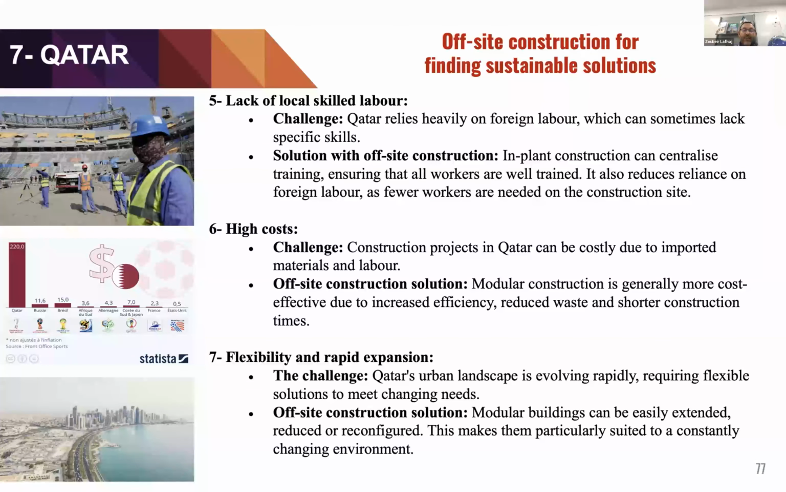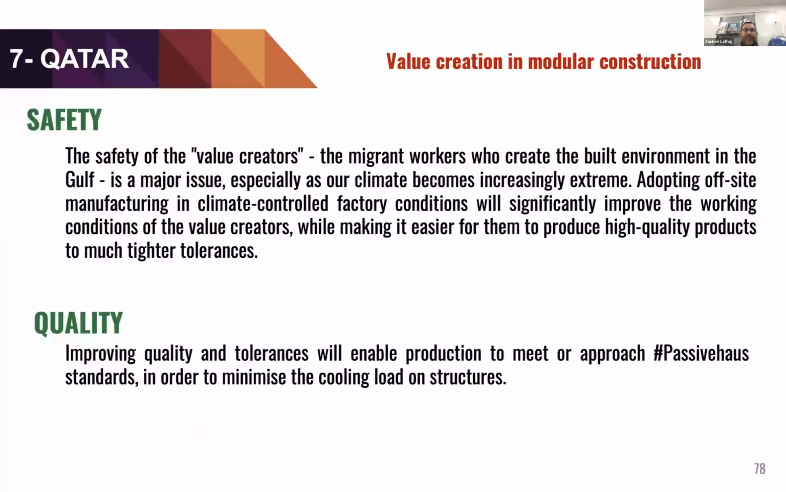Number 7, flexibility and rapid expansion. The challenge: Qatar's urban landscape is evolving rapidly, requiring flexible solutions to meet changing needs. Off-site construction solution: modular buildings can be easily extended, reduced, or reconfigured. This makes them particularly suited to a constantly changing environment.